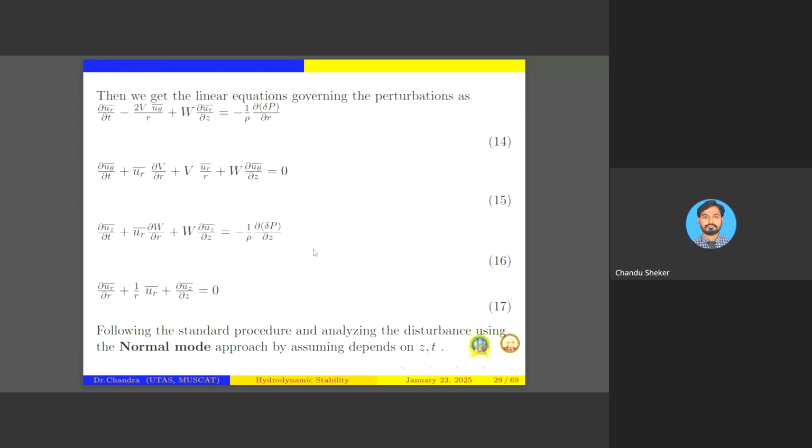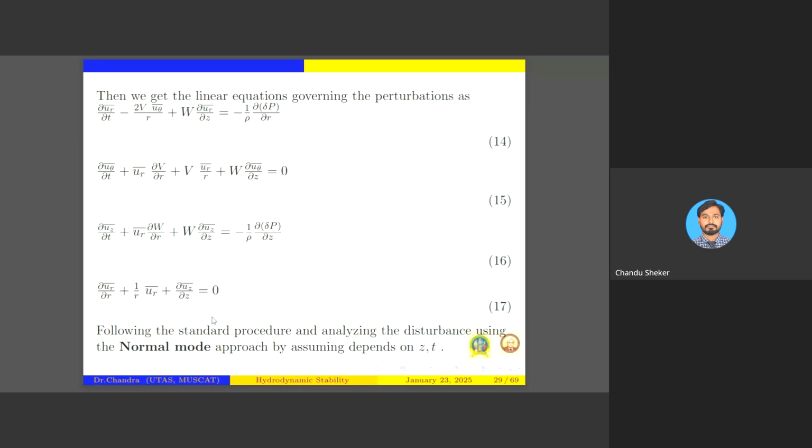Okay, now how will this disturbance be? Will the disturbance be less, more, or high? If the disturbance is high, what can we do? We use the normal mode approach to analyze the disturbance.